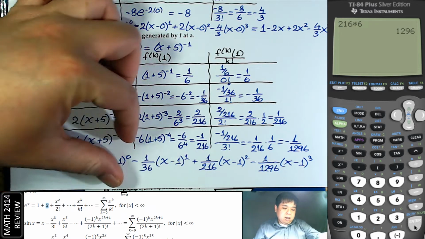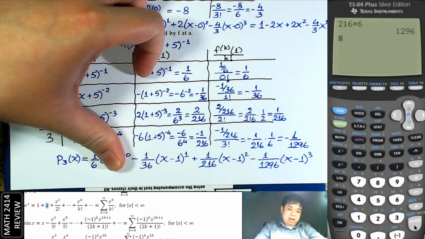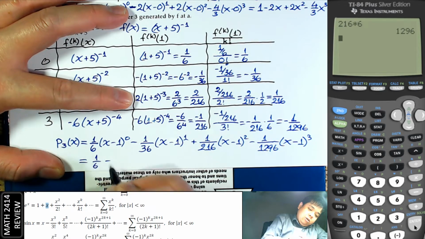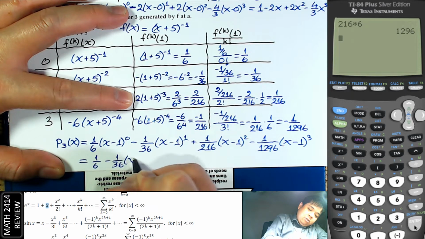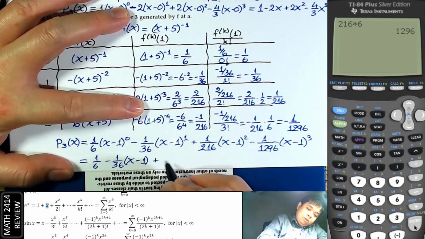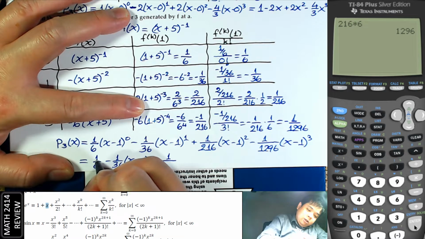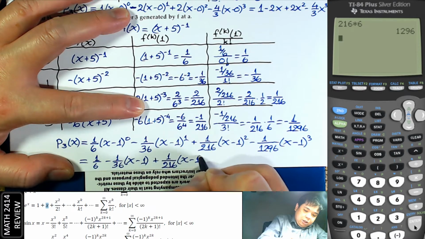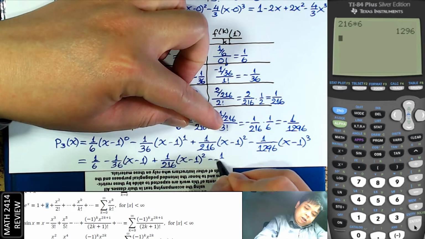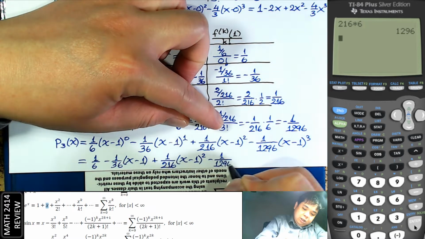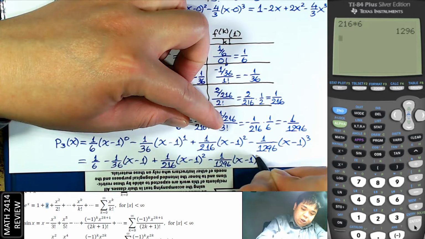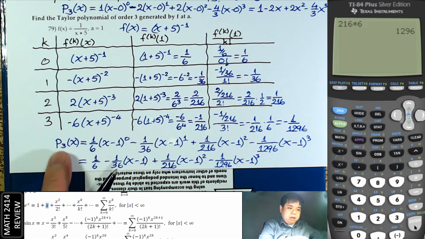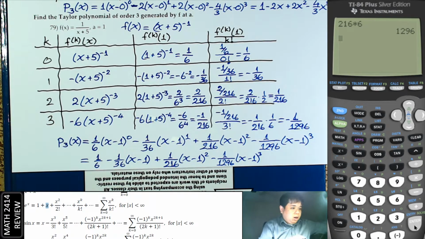Right, of course x minus 1 to the 0 power is 1, and the rest will be pretty much the same thing. 1 over 6 minus 1 over 36, x minus 1, plus 1 over 216, x minus 1 squared, minus 1 over 1296, x minus 1 cubed. Right, so the notation is P3 of x. Like I said, there's another way to do this.